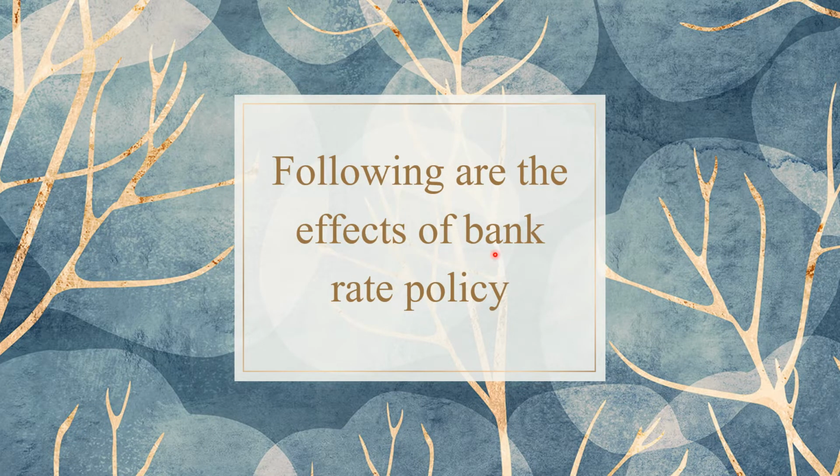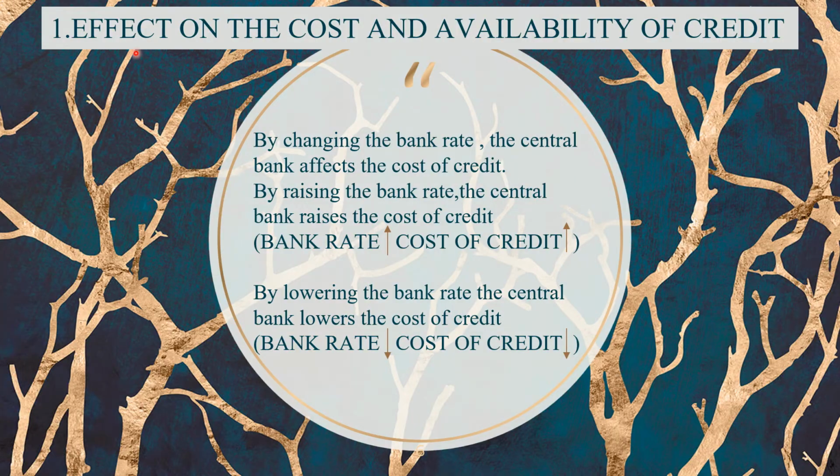Now we are going to discuss the effects of this bank rate policy. How will it affect the country? See the effect on cost and availability of credit. By changing the bank rate, the central bank affects the cost of credit. If the bank rate falls or rises, the cost of credit will be affected accordingly. By raising the bank rate, the central bank raises the cost of credit. It is as simple as it sounds. When the bank rate goes high, the cost of credit for the whole nation also goes high. By lowering the bank rate, the central bank lowers the cost of credit. If the bank rate falls, the cost of credit will fall, right?